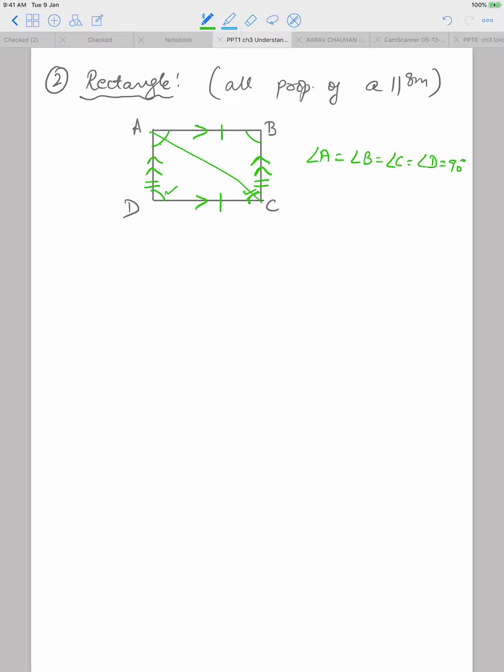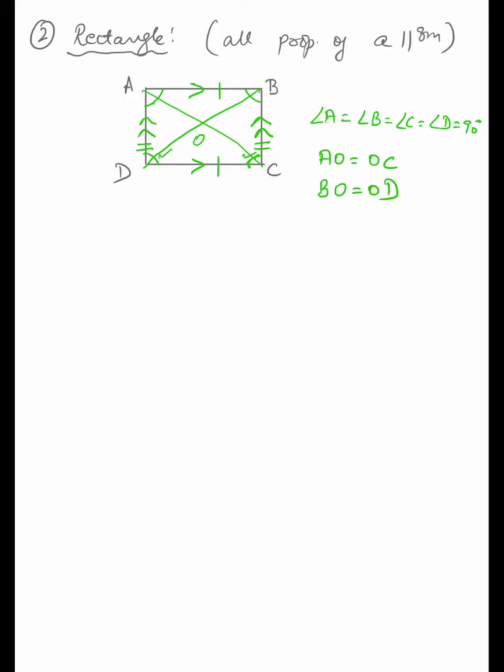The diagonals of a rectangle also bisect each other. What is the meaning of bisect? AO is equal to OC and BO is equal to OD. So now let us mark these properties in the figure. AO is equal to OC and BO is equal to OD. Also, there is one more extra property in a rectangle, and that is that both the diagonals are equal. Diagonals are equal in a rectangle, whereas diagonals are not equal in a parallelogram.